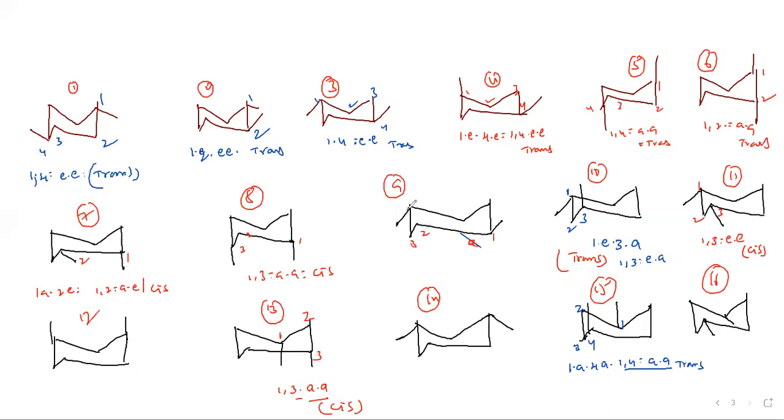1 2 3 4. 1 comma 4 equatorial equatorial. What is this? Trans. 1 2 3. 1 comma 3 axial axial. What is this? Cis. Right. 1 2 3. 1 comma 3 equatorial equatorial. What is this? Cis. Right. 1 2 3 4. 1 comma 4 equatorial equatorial. What is this?